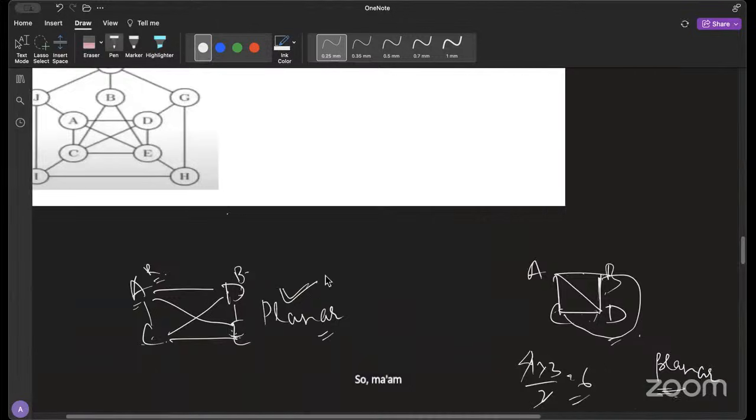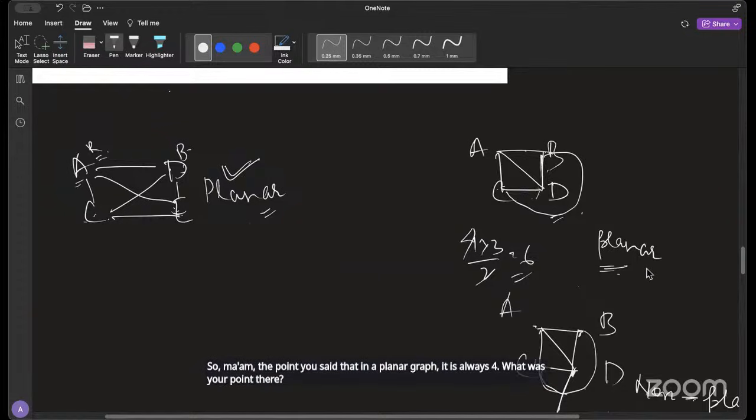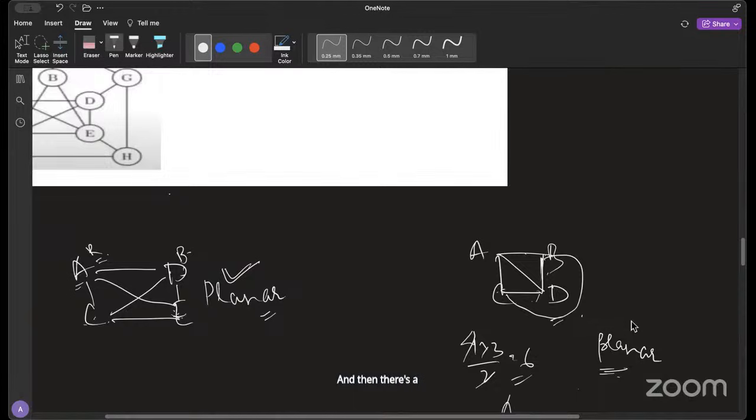So, ma'am, the point you said, that in a planar graph it is always 4. What was your point there? My point was that if there's a planar graph and there's a graph coloring problem on that graph, and you've been asked the minimum number of colors that you need to fill that graph, then there cannot be more than 4 colors. The maximum number of colors in general would be 4.